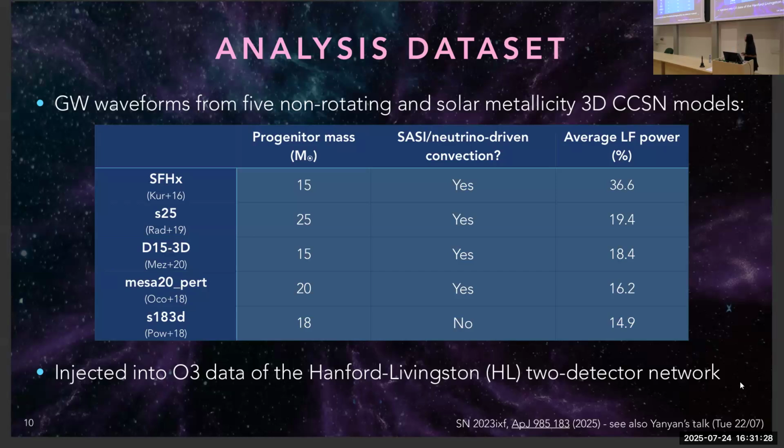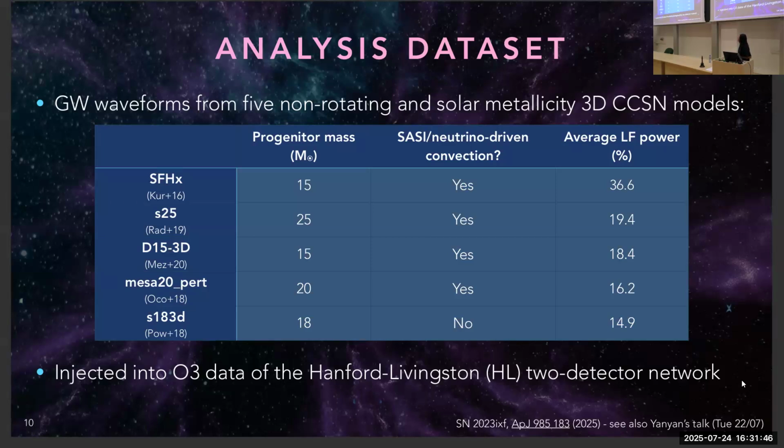They're all, of course, three-dimensional, and they're at solar metallicity. This is based on my understanding of the more common types of core collapse supernovae progenitors, so that's why we went for the non-rotating case. And the way we select these models is based on how much SASE is present in them.